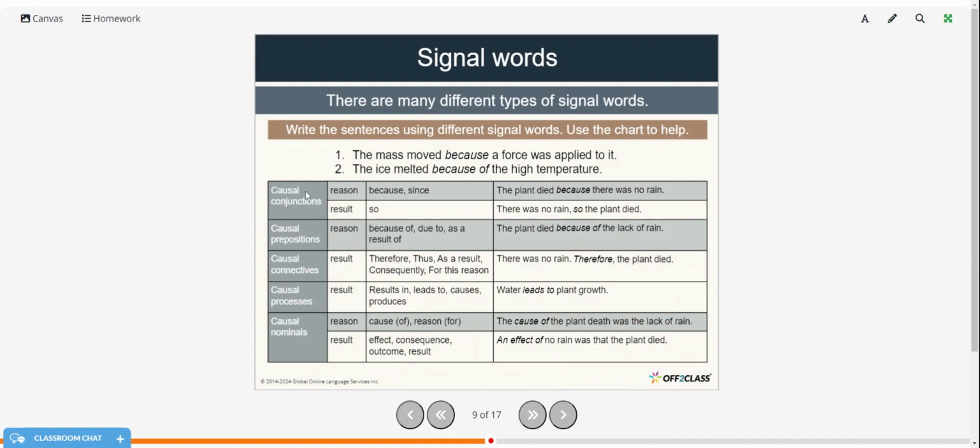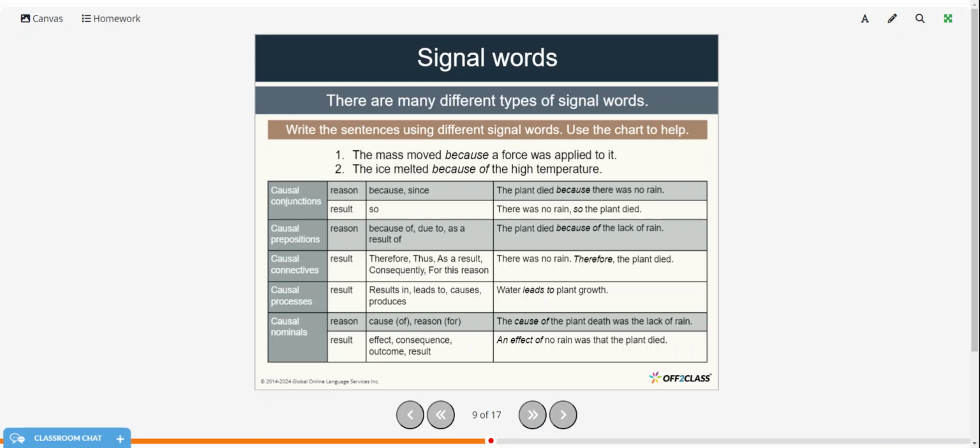So there are many different types of signal words. So you want to write sentences using different signal words, and you can use this chart to help. Some examples: the mass moved because a force was applied to it, and the ice melted because of the high temperature. So we can use causal conjunctions.